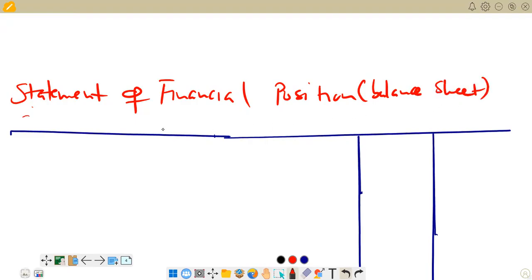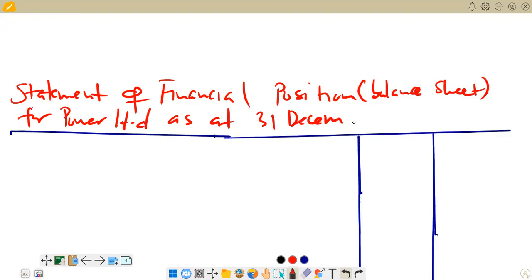Balance sheet 4 should also include the name of the company. The company here is Power Limited. S8, that is where the year is ending, 31 December 2004. Right, so that's what we have.